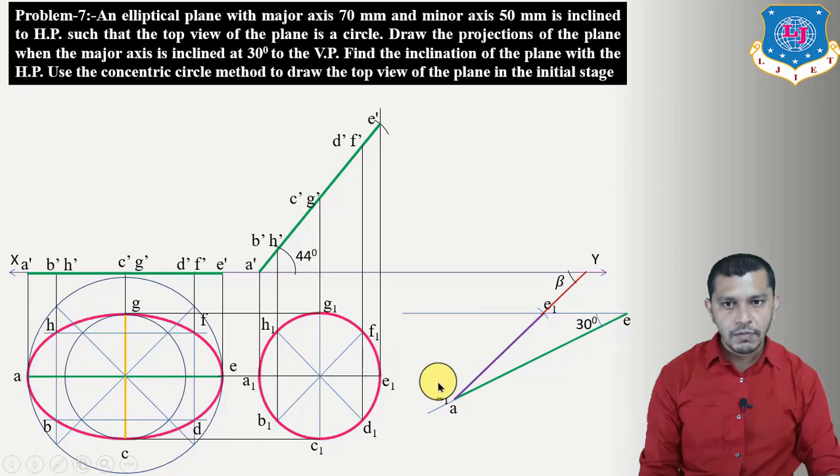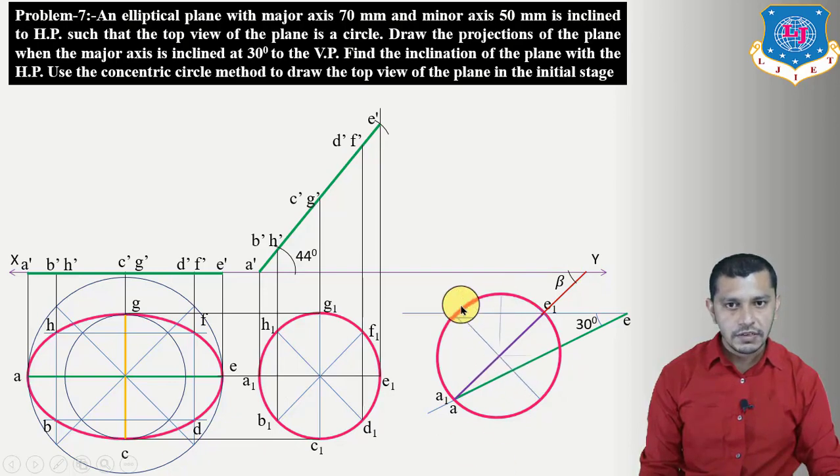So on A1 E1 mark the center over here and draw the circle having radius equal to 25 mm, because the diameter of the circle is 50 mm, which is the length of the minor axis. So draw a circle having radius equal to 25 mm, and mark all these points over here again by dividing the circle into 8 equal parts. Mark all the points A1, B1, C1, D1, E1, F1, G1 and H1.